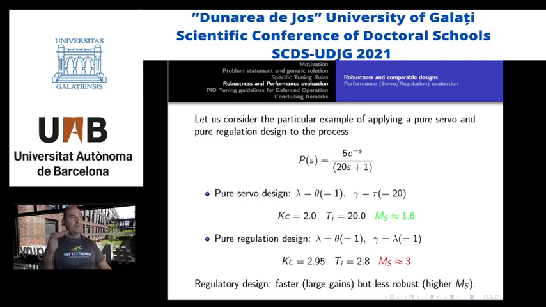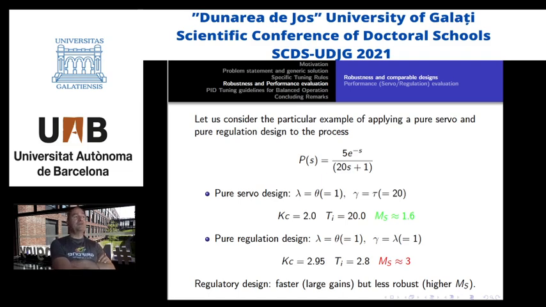So we have this first order plus time delay, and then we compare, by using the previous formulas, the result of a pure tracking design and a pure regulator design. We got them just by selecting gamma appropriately. Gamma equal tau is the pure servo design, and with gamma equal lambda, we are designing a controller that is more aimed at good regulation, good load disturbance regulation. Just looking at the designs, you can see that the regulator has higher gains. So it will be a faster design, but it will be less robust.